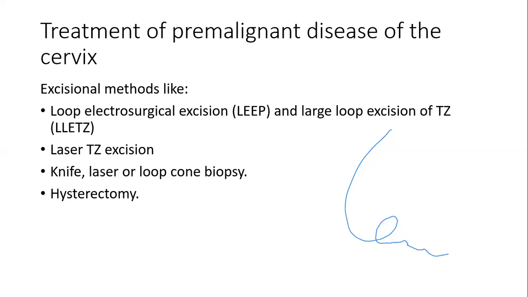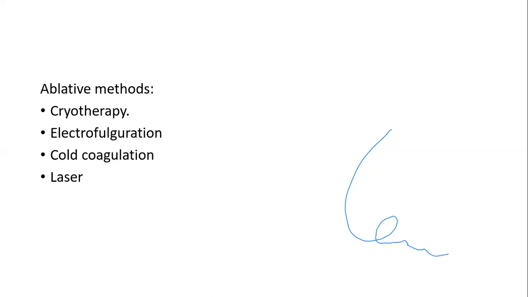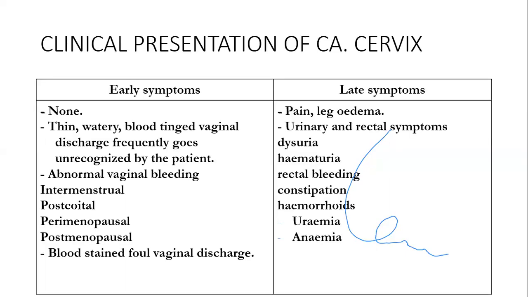The methods available for the treatment of the pre-malignant lesions are the excisional and the ablative methods. We can do the loop electrosurgical excision or the large loop excision of the transformation zone. We could also do a laser excision, knife, laser or loop cone biopsy, and as a last resort, you can do a hysterectomy. For the ablative methods, we have cryotherapy, electrofulguration, cold coagulation, and laser therapy.